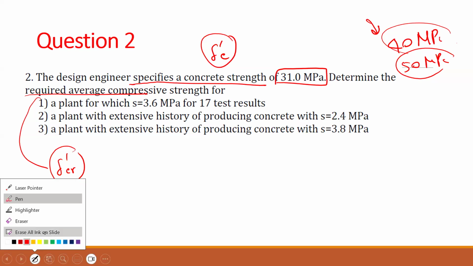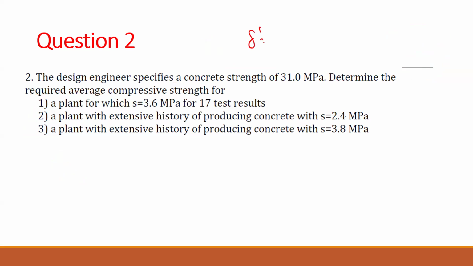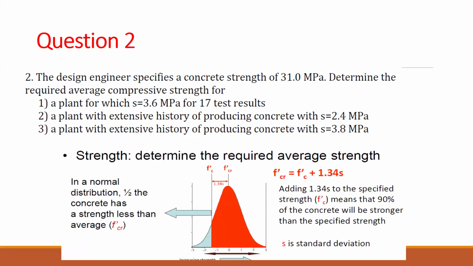So this required average strength depends on a few things. One is the number of tests that the plant has done. And the other thing is the standard deviation of the test results. I hope you know what standard deviation is, because now you guys are in second year. You have this in your lecture notes, that is standard deviation. You can go through the notes.